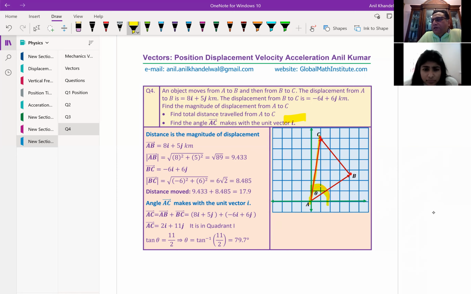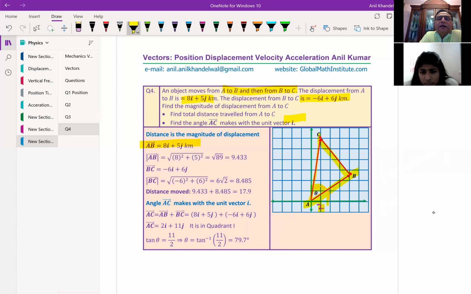So we'll go step by step. First is sketch your diagram, right? An object moves from A to B and then from B to C. The displacement from A to B is given to you as 8i plus 5j. So on a coordinate plane, what I've done here is I've taken each as 2 units. So 8, we'll go 4 units, 1, 2, 3, 4, and then we get point B. So that is my vector AB, 8i plus 5j. And then from there, the second vector is minus 6i plus 6j. So from here, we land up at C. So we have our diagram.